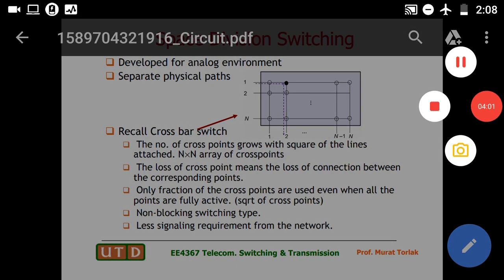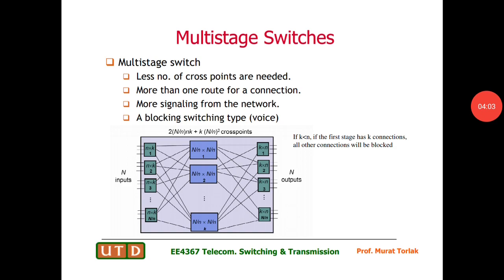Multi-stage switch. In multi-stage switch, there are some features. A smaller number of cross points are needed, there is more than one route for a connection, and more signaling from the network, a blocking switching type. Here there is a structure of multi-stage switch. If k is less than n, and the first stage has k connections, all the other connections will be blocked.